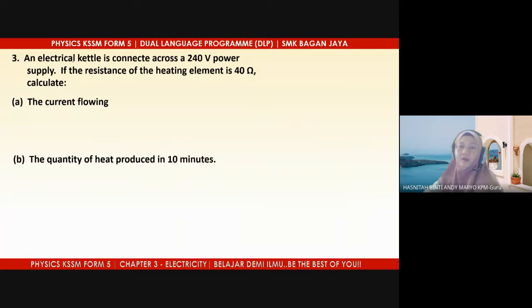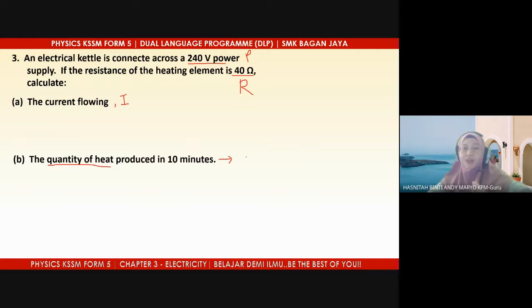We have an electric kettle connected across a 240 volt power supply, wrong spelling there. So this is V. Resistance 40 ohm. This is R. Find the current flowing. This is similar to learning standard 3. And here, quantity of heat produced in 10 minutes. So quantity of heat here refers to what? Quantity of heat produced in 10 minutes.